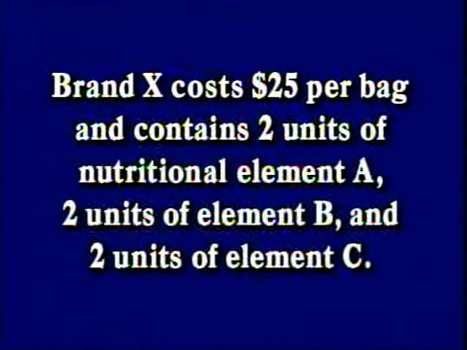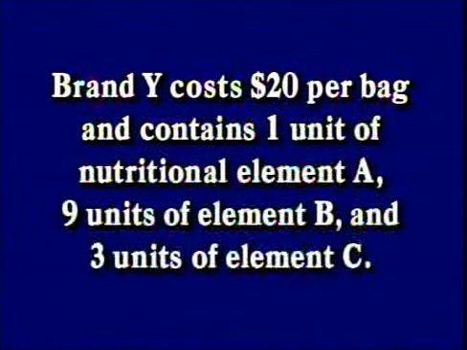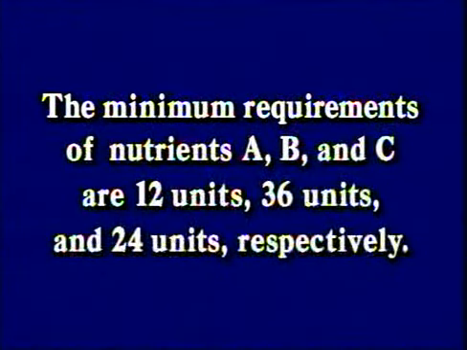Brand X costs $25 per bag and contains 2 units of nutritional element A, 2 units of element B, and 2 units of element C. Brand Y costs $20 per bag and contains 1 unit of nutritional element A, 9 units of element B, and 3 units of element C. The minimum requirements of nutrients A, B, and C are 12 units, 36 units, and 24 units respectively.